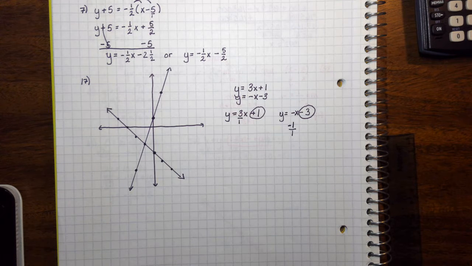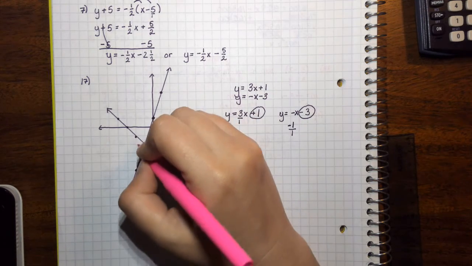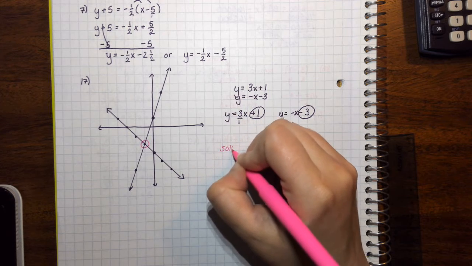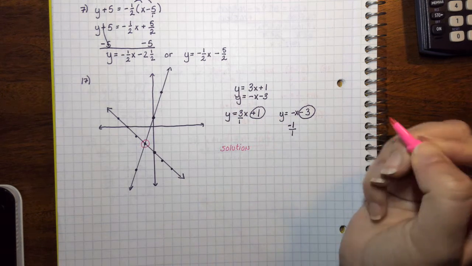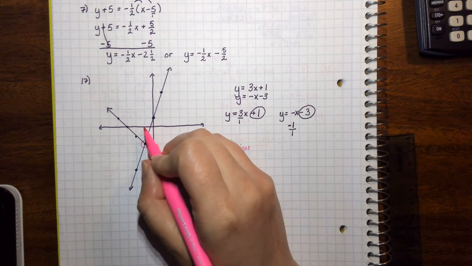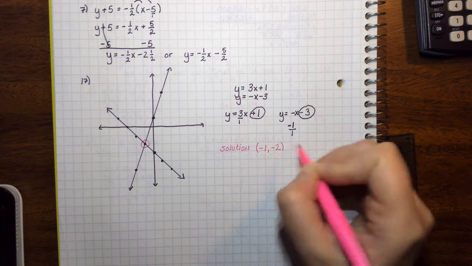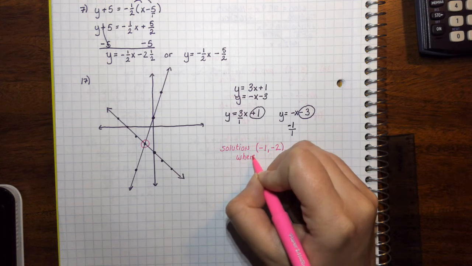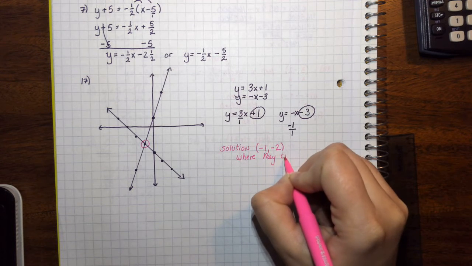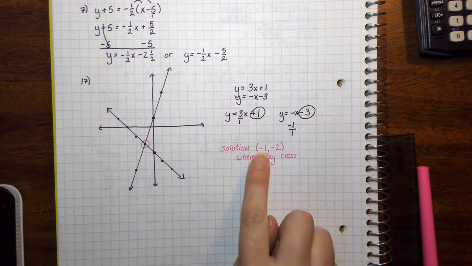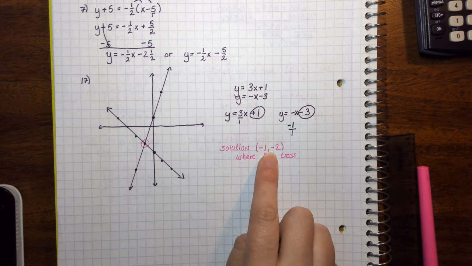The solution is the coordinate where the two lines cross each other, which is right here. So our solution is this point, which is negative 1, negative 2, which is where they cross. Okay, now this is not required in each problem. This part is done. That's the answer.